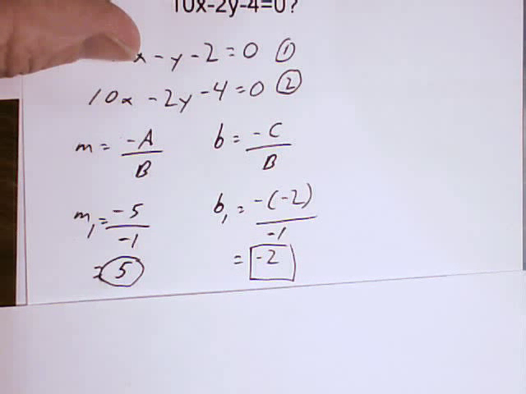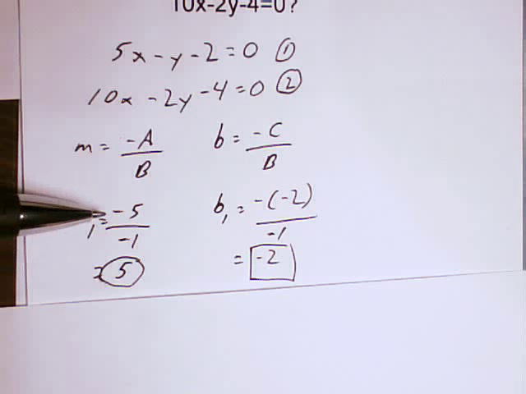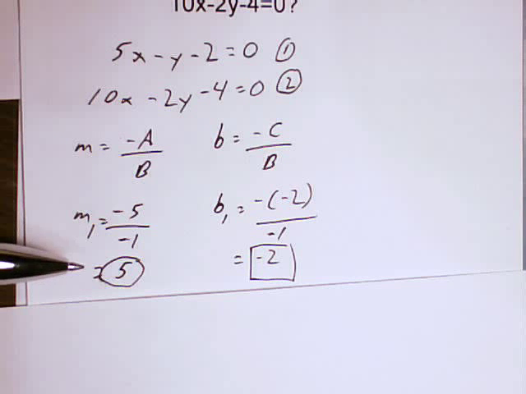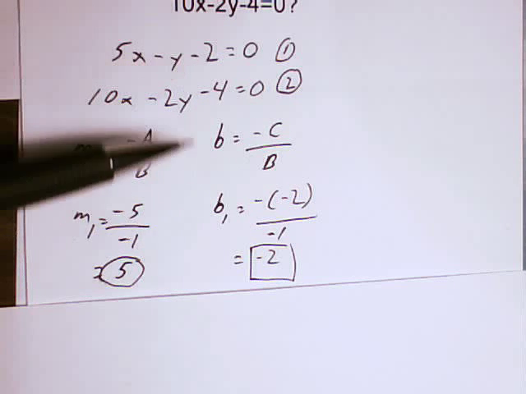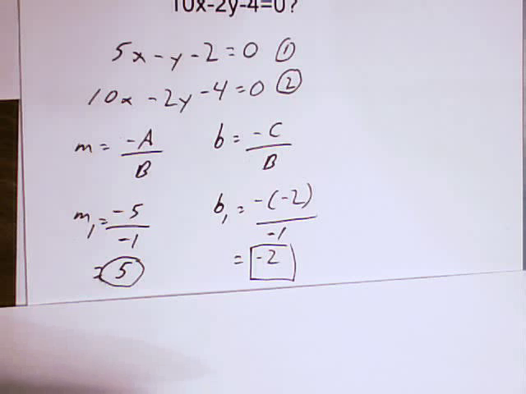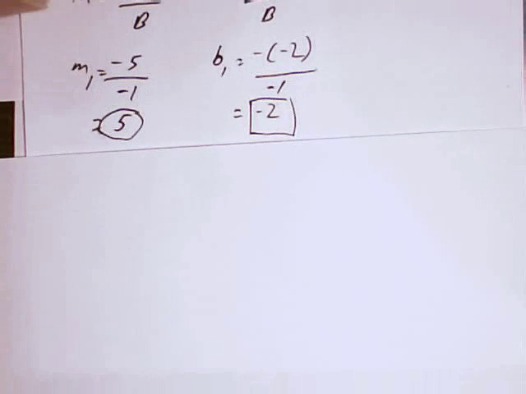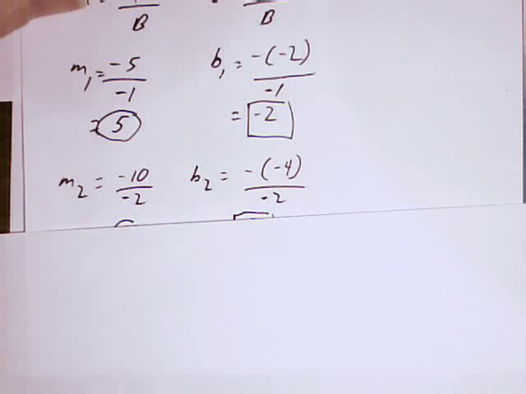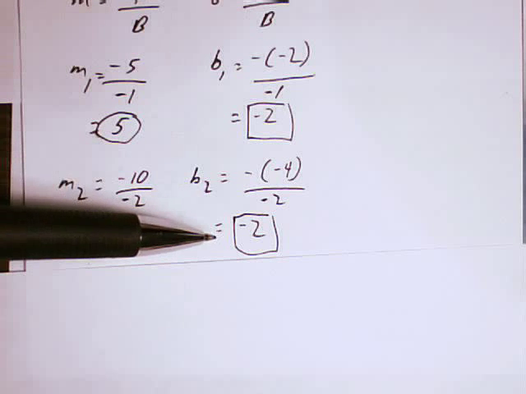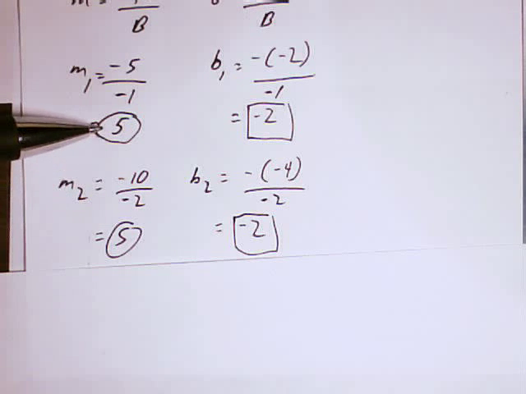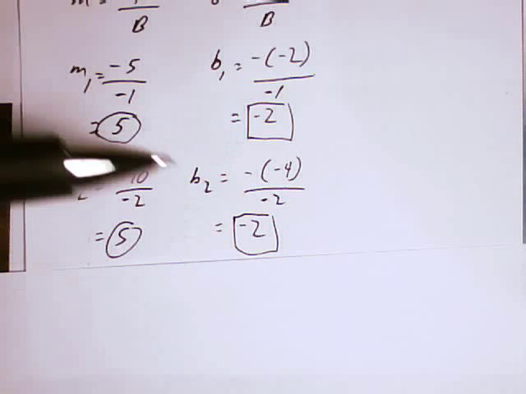If I look at equation 1, my slope will be negative 5 divided by negative 1, which gives me 5. My y-intercept is negative 2 divided by negative 1, which is negative 2. If I look at equation 2, my slope is negative 10 divided by negative 2, which gives me 5. And my y-intercept is negative 4 divided by negative 2, which gives me negative 2. The slopes are identical, the y-intercepts are identical.